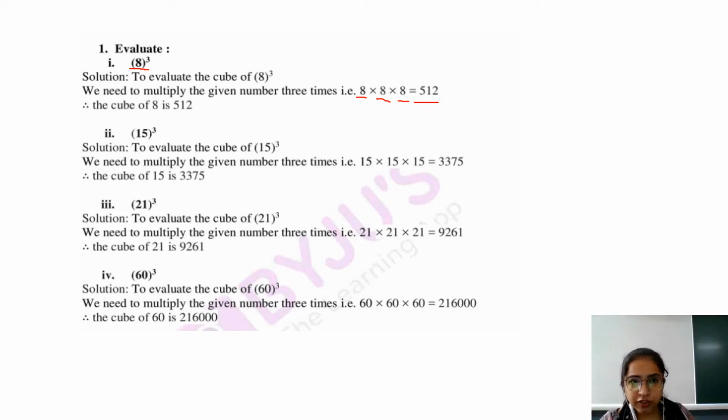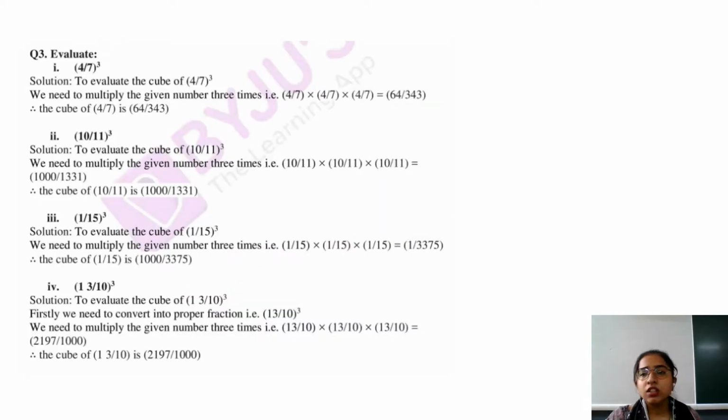Second part, 15 cube. 15 cube means 15 multiply 15 multiply 15, that will be 3375. Clear? And for 21, again same, 21 into 21 into 21, right? You will get 9261. Again same for 60, 60 into 60 into 60. Yeah? So coming to the next slide, question number 3, 4 by 7 cube.